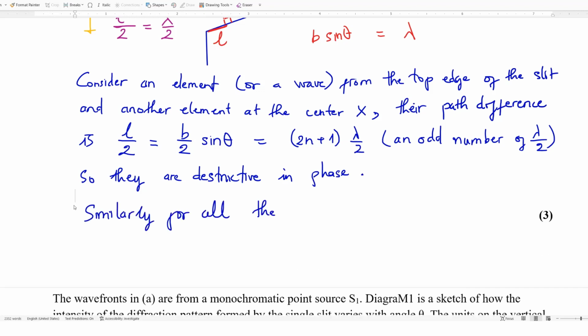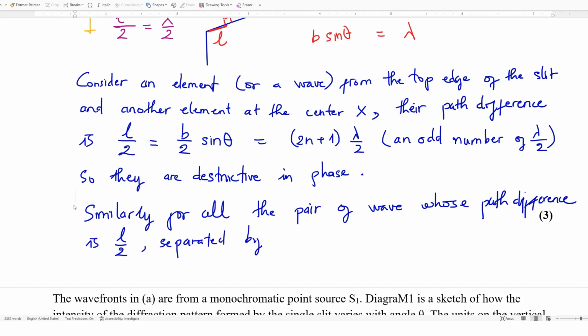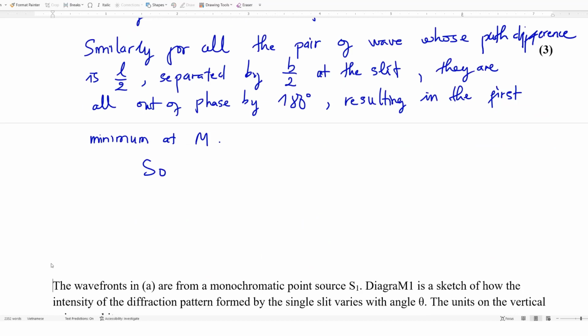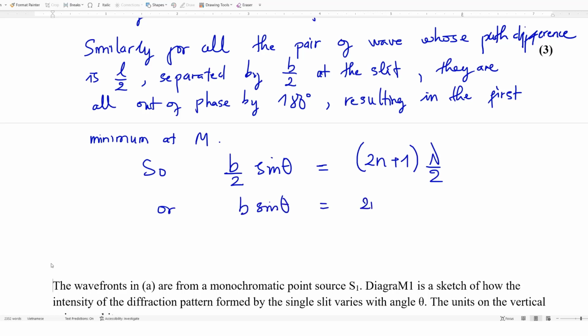Similarly, for all the waves, the pairs of waves whose path difference is L over 2, separated by b over 2 at the slit position, are all out of phase by 180 degrees, resulting in the first minimum at M. So b over 2 sine theta equals 2n plus 1 times half wavelength, or b times sine theta equals 2n plus 1 times lambda, and b sine theta equals lambda for the first minimum, n equals 1, at M.